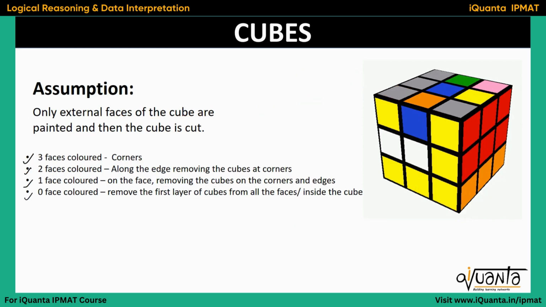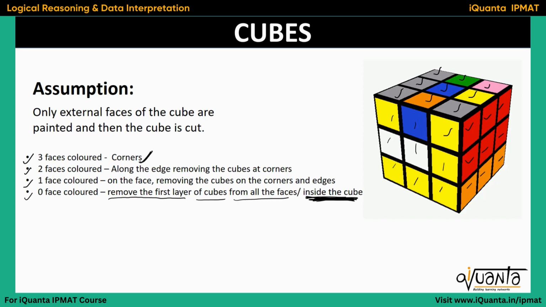Now finally we have cubes with 0 face colored. For that we have to remove the first layer of the cubes from all the faces, or we can say that such cubes are present inside the cube, removing the first layer. So the first layer includes the cubes which we can see here. If we remove all these cubes, then the cubes that are inside the first layer of this cube will have no faces colored. So again and again I am telling you that visualization is very necessary in questions related to cubes, because you won't be able to see all the cubes after drawing such a diagram. So you have to visualize it.